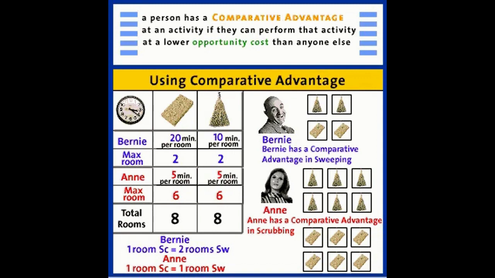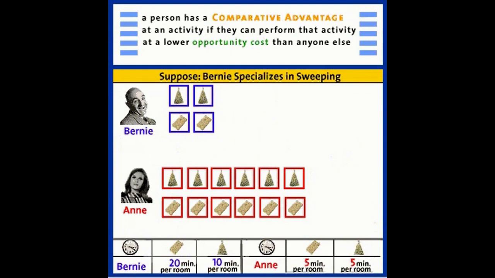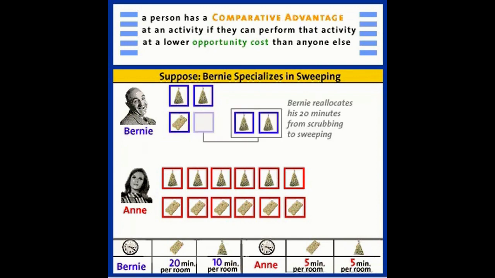Well, first thing that happens is Bernie reallocates 20 minutes of time away from scrubbing and instead winds up sweeping 2 additional rooms. So with his newly allocated time, Bernie adds 2 rooms worth of sweeping and loses 1 room worth of scrubbing. Well, now he's sweeping 4 rooms and scrubbing 1. So he needs a little bit of help here from Ann in order to make sure that he's getting a full house cleaned. What he does then is he offers to trade with Ann 2 rooms worth of sweeping, those newly created 2 rooms, and see if Ann will give him some scrubbing in exchange. So what Bernie does then is give some sweeping services to Ann.